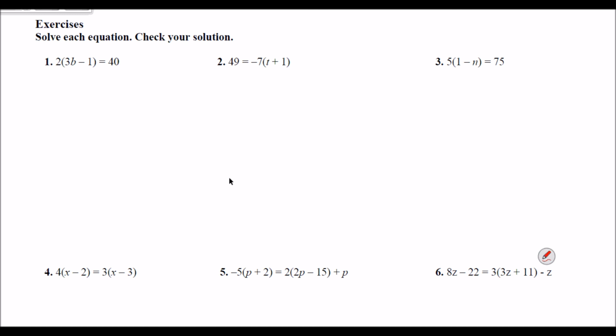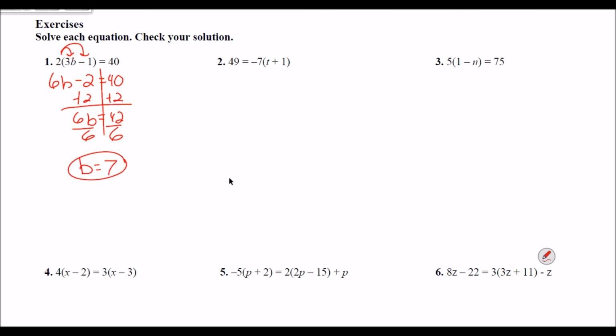So, first step, get rid of the parentheses. 2 times 3b is 6b. 2 times -1 is -2, which is equal to 40. Left side of the equation, the 6b subtract 2 cannot go together. They're not like terms. 40 on the right side cannot go together. It's not a like term. I draw my line, add 2 on each side. 6b equals 42. Divide each side by 6. b equals 7. Again, you could plug it back in and check it just to make sure.